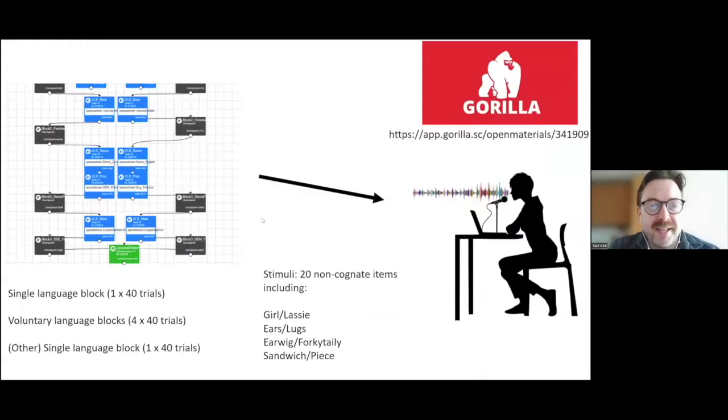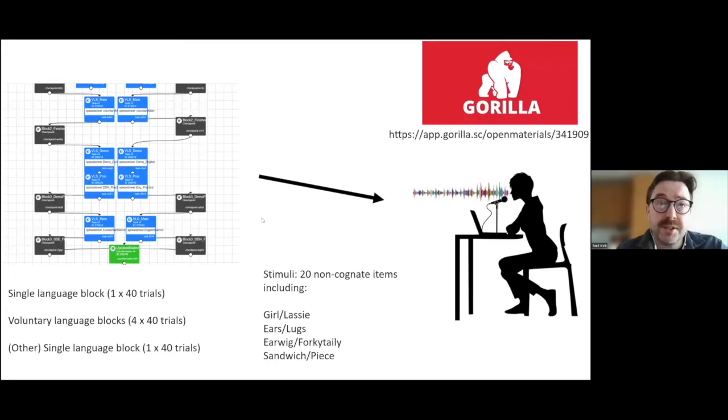So we used Gorilla to run this language switching paradigm. The materials are available as open materials, and this consisted of participants completing a single language block in one variety. They then moved on to completing 4 voluntary blocks where they could pick whichever item came to mind, and then they would finish by completing another single language block in the other variety, and we counterbalanced the order of those across the participants.